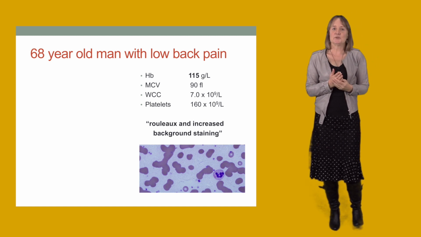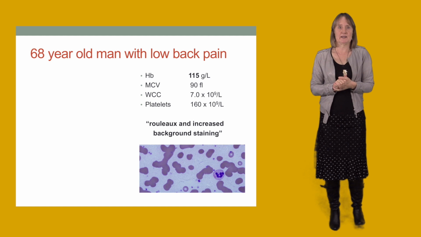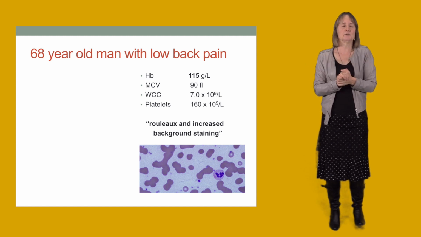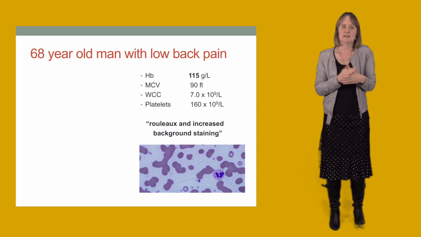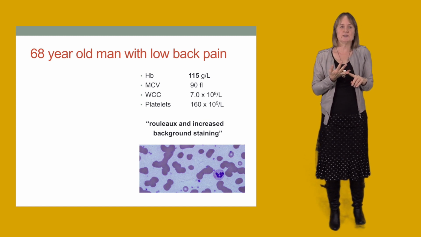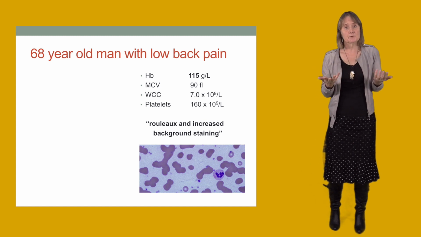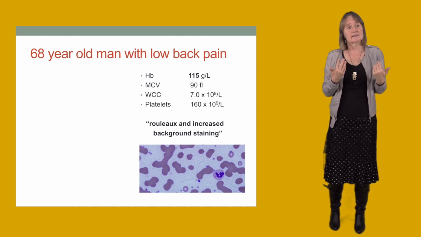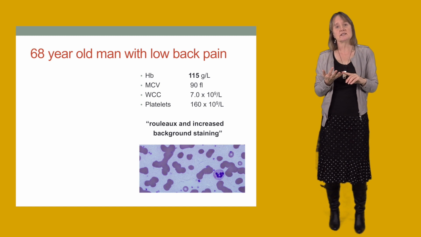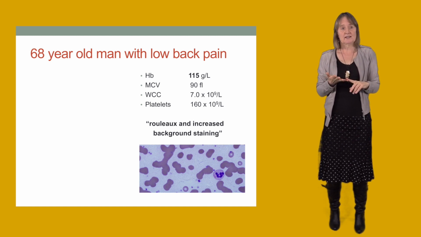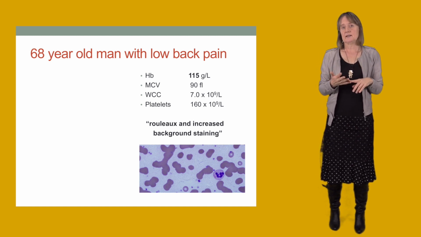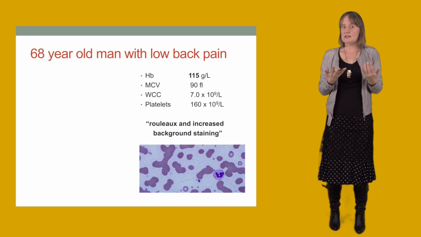So this is a 68-year-old man who presents with low back pain, and quite a lot of 68-year-old men will present with low back pain. But he's got an anemia. It's got a normal MCV. The rest of the blood count is normal, but there's a comment on the bottom of the blood count referring to what the blood film looks like, and it says rouleau and increased background staining. And that should be a flag that this could be myeloma.